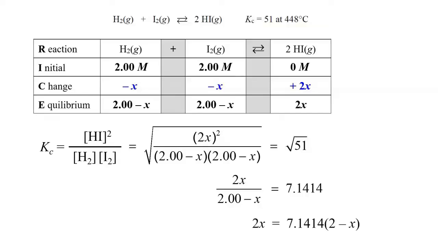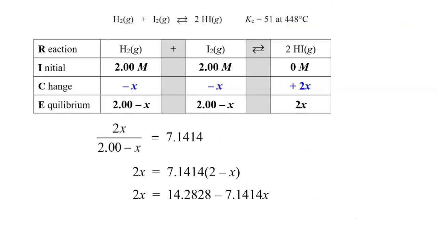Now I'm going to distribute by multiplying 7.1414 times 2, and then multiplying 7.1414 times negative x. So when I do that, I get 2x equals 14.2828 minus 7.1414x. My next step in the process is to combine like terms.